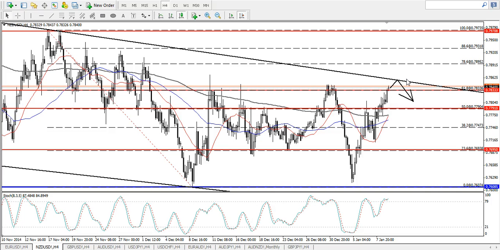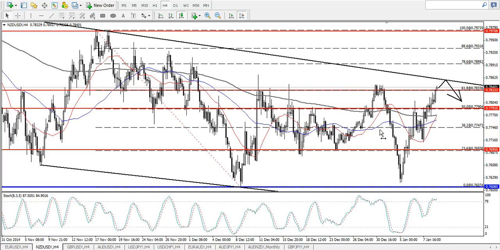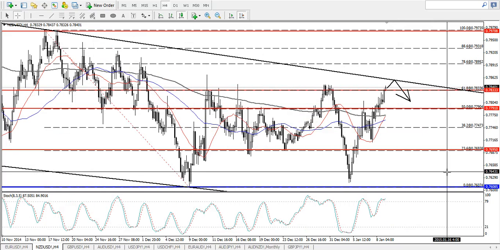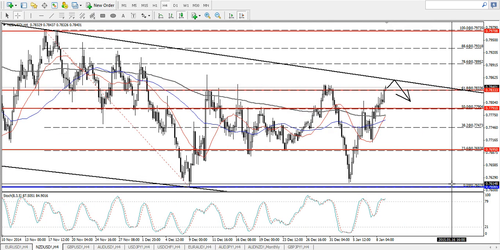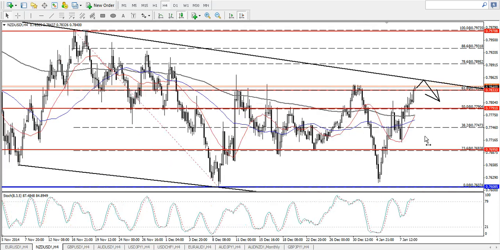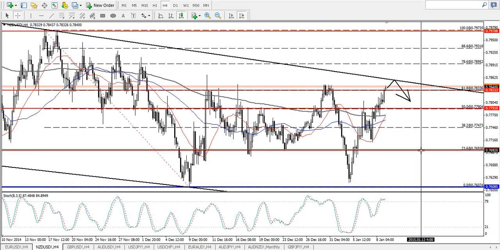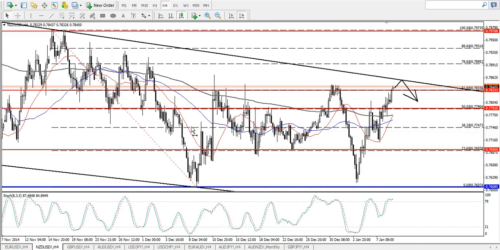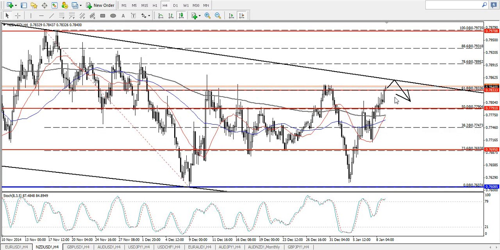So once it touches this level, we can look for a short opportunity, and of course the downside is pretty huge, all the way back to the bottom at the price of 0.7608, the final exhaustion level of 161.8%. But before that, of course, we'll take a look at the support level of 0.7693. So that's for the New Zealand dollar against the US dollar.